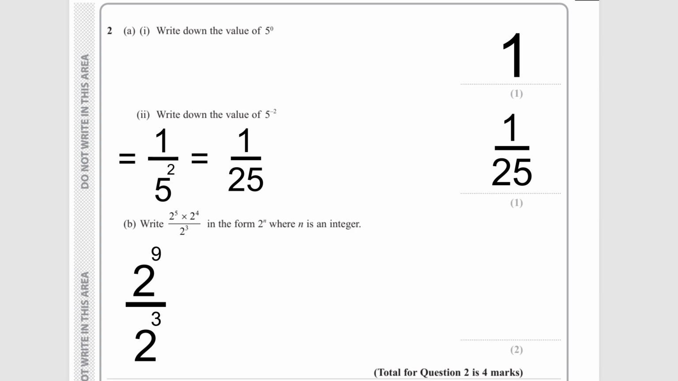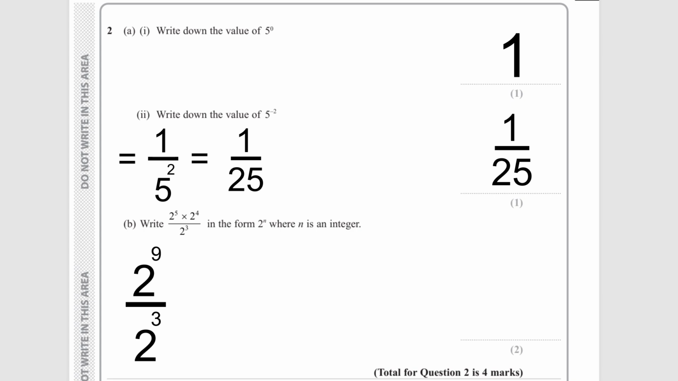So now we have 2 to the power 9 divided by 2 to the power 3. And in this case, kind of opposite to the multiplication, the dividing almost acts opposite. So you subtract it. So you have 2 to the power 9 divided by 2 to the power 3. So 9 minus 3 is 6. So you got 2 to the power 6.